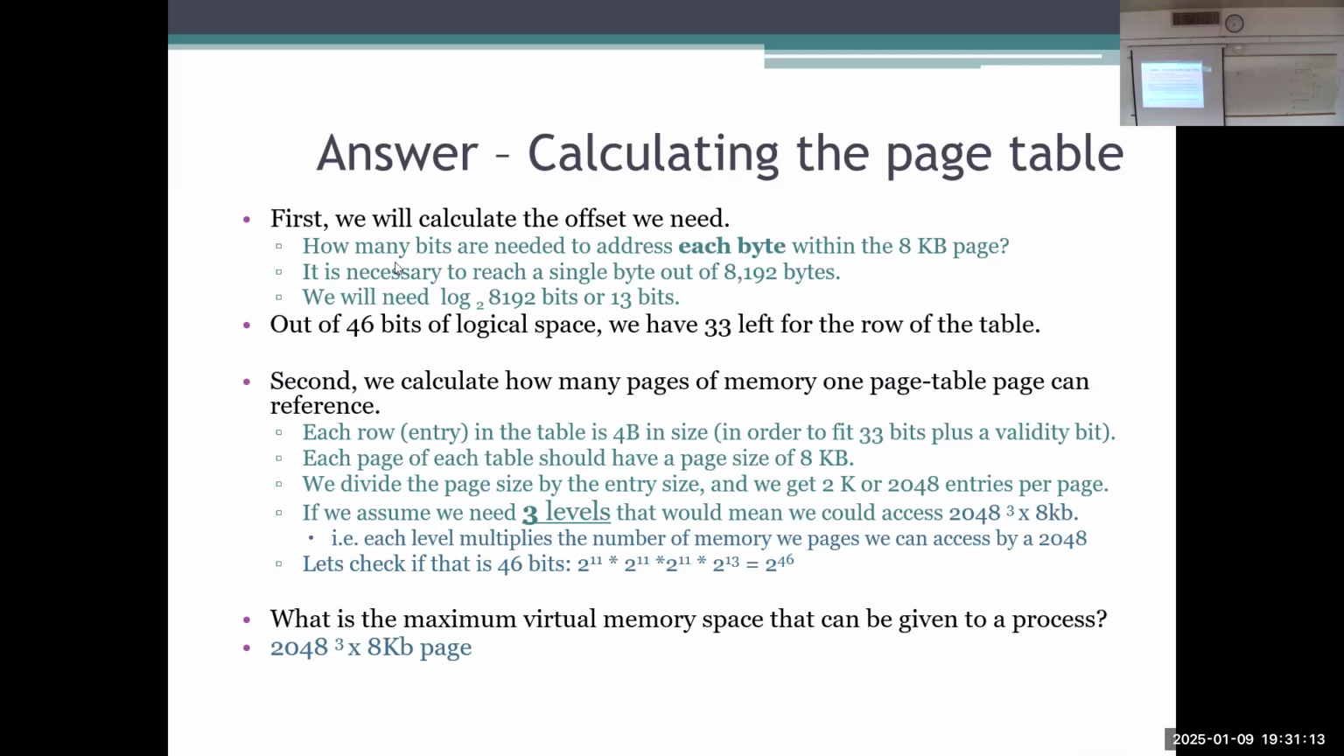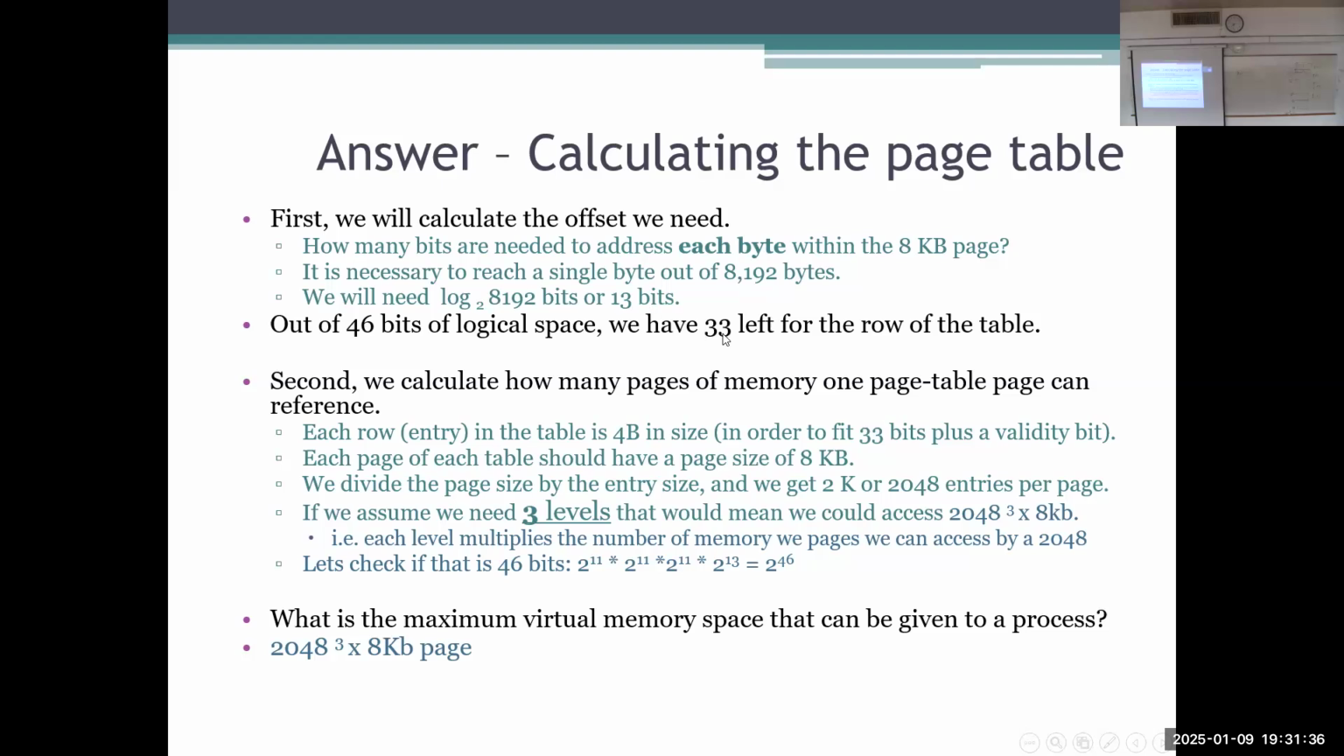I'm saying that because we have 13 taken off, this won't work. No, I'm saying that the validity bit is part of the 33. No, that's not true. Because we calculated the 33 over here by taking 46 and subtracting 13 from it.